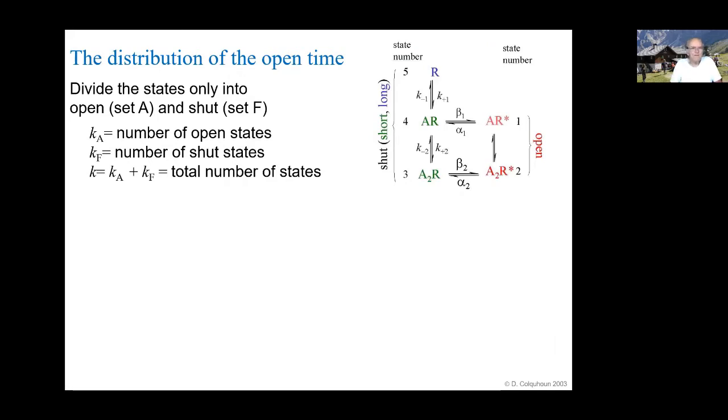So now let's get to the algebra. We divide the states into set A, which are open, and set F, which are shut. This is the mechanism of vacant receptor binding 1 or 2 agonist molecules, and in this case we've written it so that it can open in the monoliganded form as well as the diliganded form. So in this case the number of open states is 2, the number of shut states is 3, and the total number of states is 5.